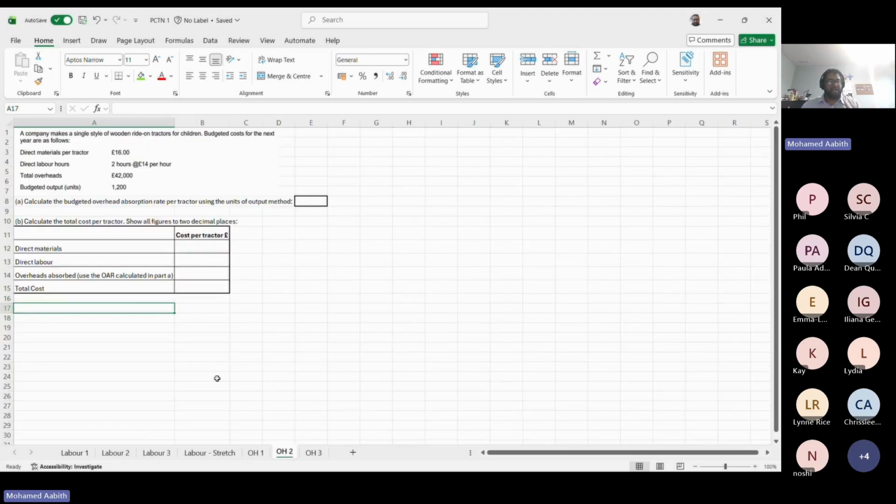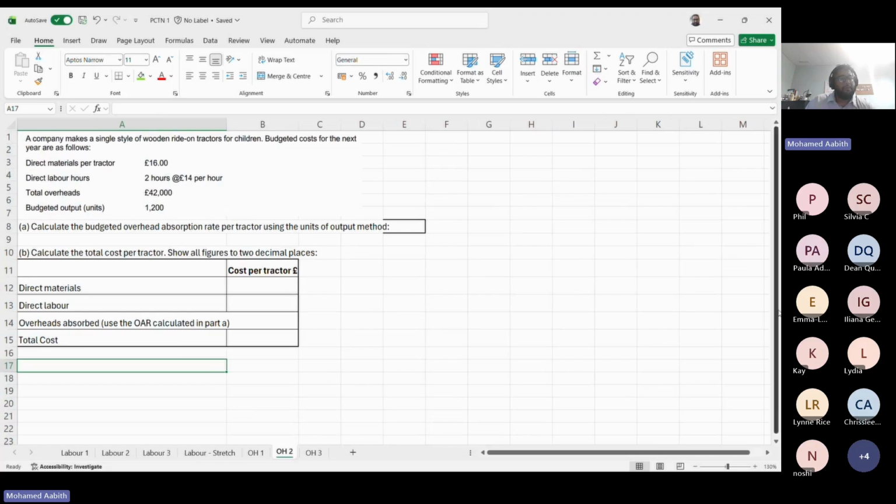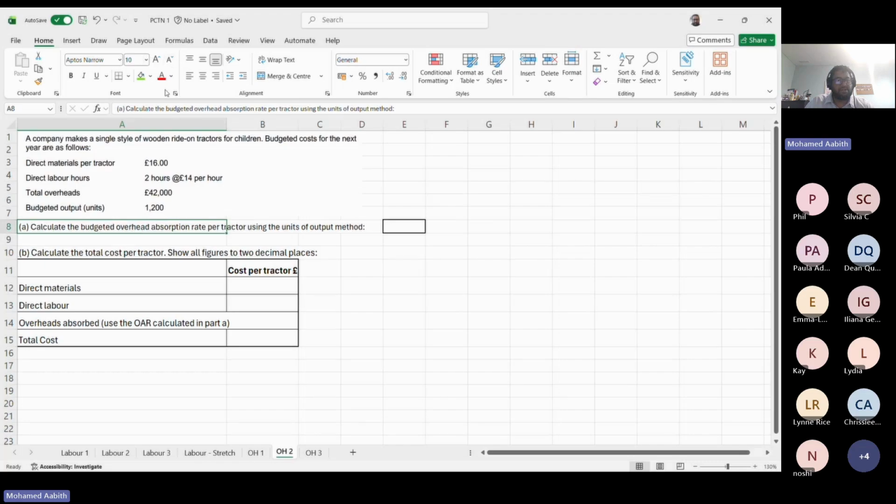So I have another question here. Can you see here? A company makes a single style of wooden ride-on tractors for children. Budgeted costs for the next year are as follows. Direct material for a tractor is £16. Direct labor, that is a bit different. Give me 1 second. Let me just slightly reduce it. Yeah. And direct labor is 2 hours times £14 per hour. Total overheads are £42,000. Budgeted output of units is 1,200.